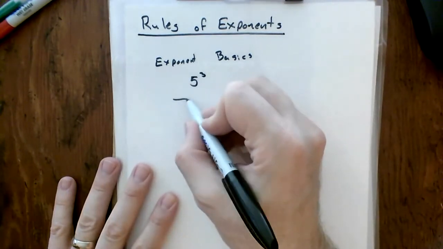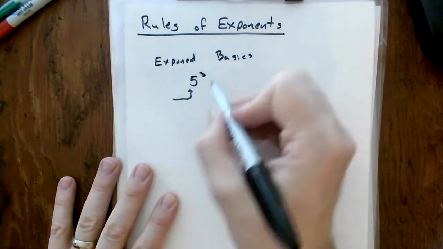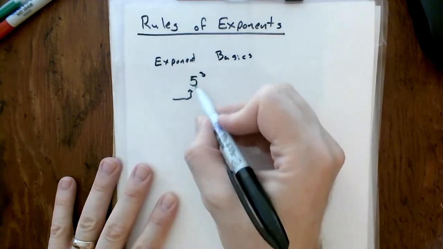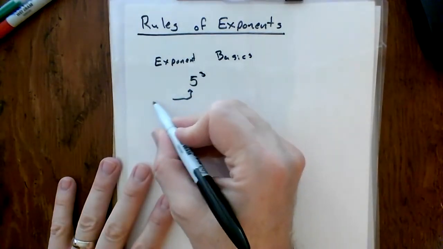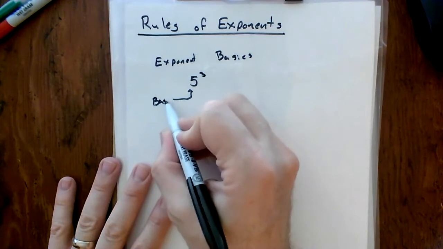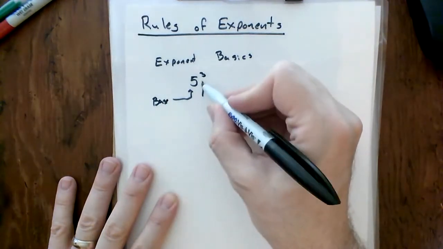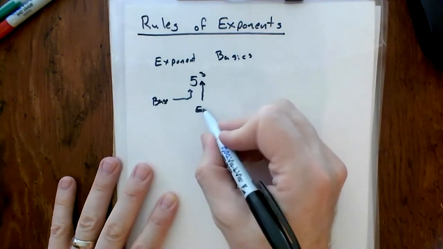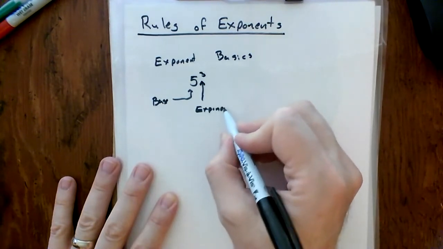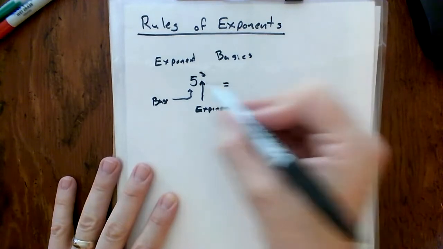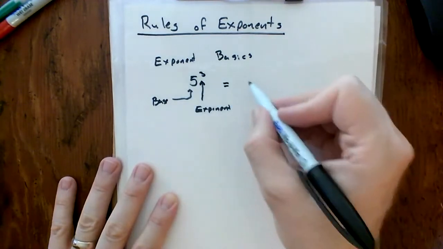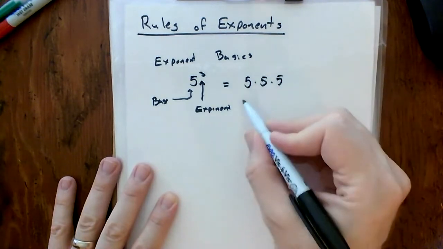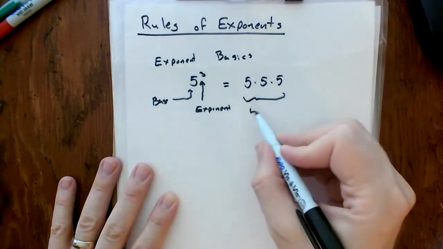An exponent is just a way of writing repeated multiplication. The number that we're going to multiply over and over is called the base. The number of times that we multiply it, that is our exponent. And if I were to expand this out, this would be 5 times 5 times 5. This is sometimes referred to as an expanded notation.